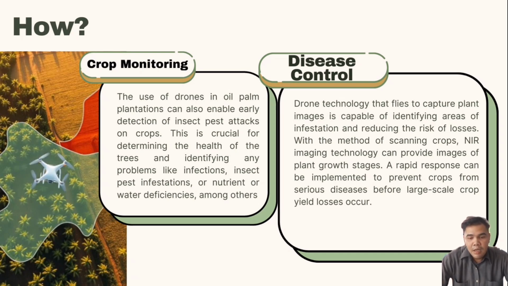So how does the drone work in disease control? Drone technology that flies to capture plant images is capable of identifying areas of infestation and reducing the risk of losses. Within the method of scanning crops, NIR imaging technology can provide images of a plant's growth stage. A rapid response can be implemented to prevent crops from serious disease before large-scale crop yield losses occur.